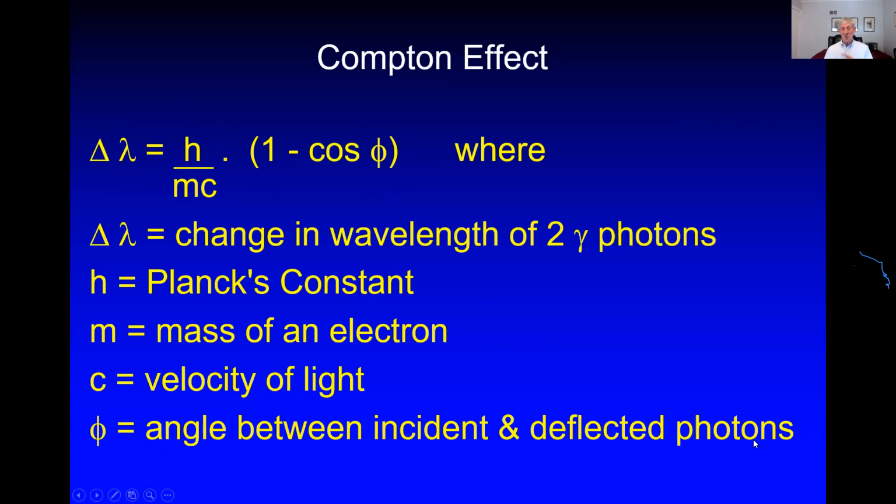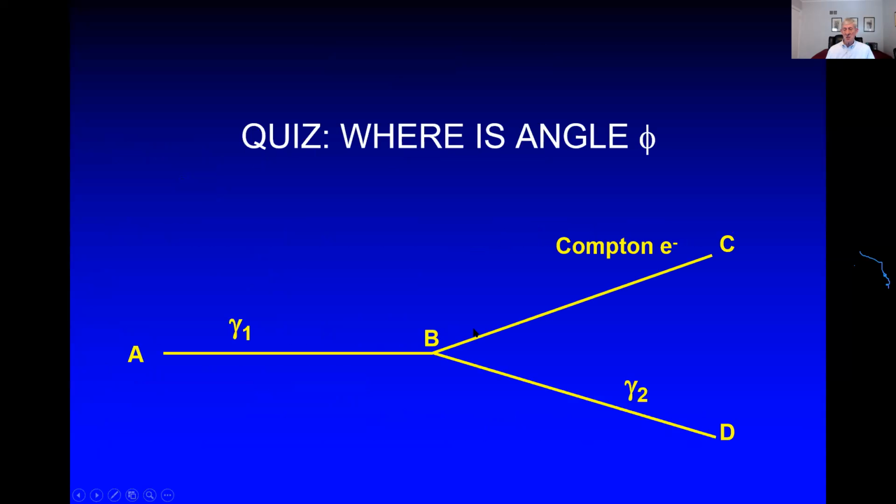And I'm going to ask you a question about that in just a minute or two. So here are the definitions of all these terms. Delta lambda, change in the wavelength. These are the three constants. And phi is the angle between incidence and deflection. This is a board question, a common board question. Where is angle phi? Is it angle ABD, ABC, CBD, or the very infamous none of the above? Where is angle phi?